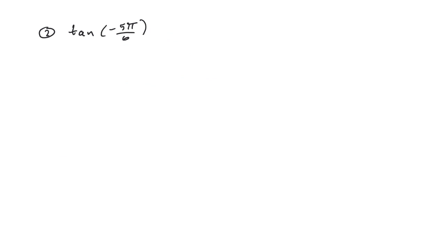Okay? So suppose we have tan of negative 5 pi over 6. Well, you know that tan is just the opposite over the adjacent. And in our triangle, the opposite is the y value, and the adjacent is the x value. So this means we have y over x.